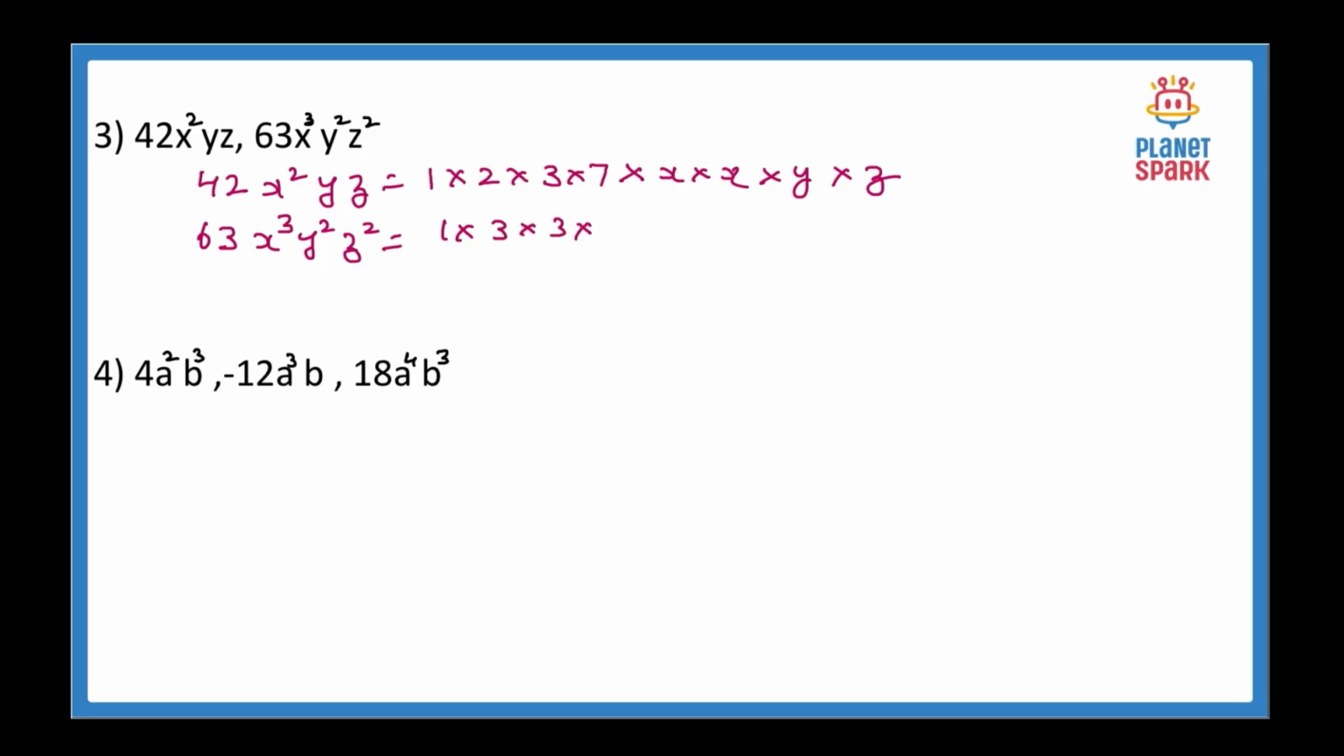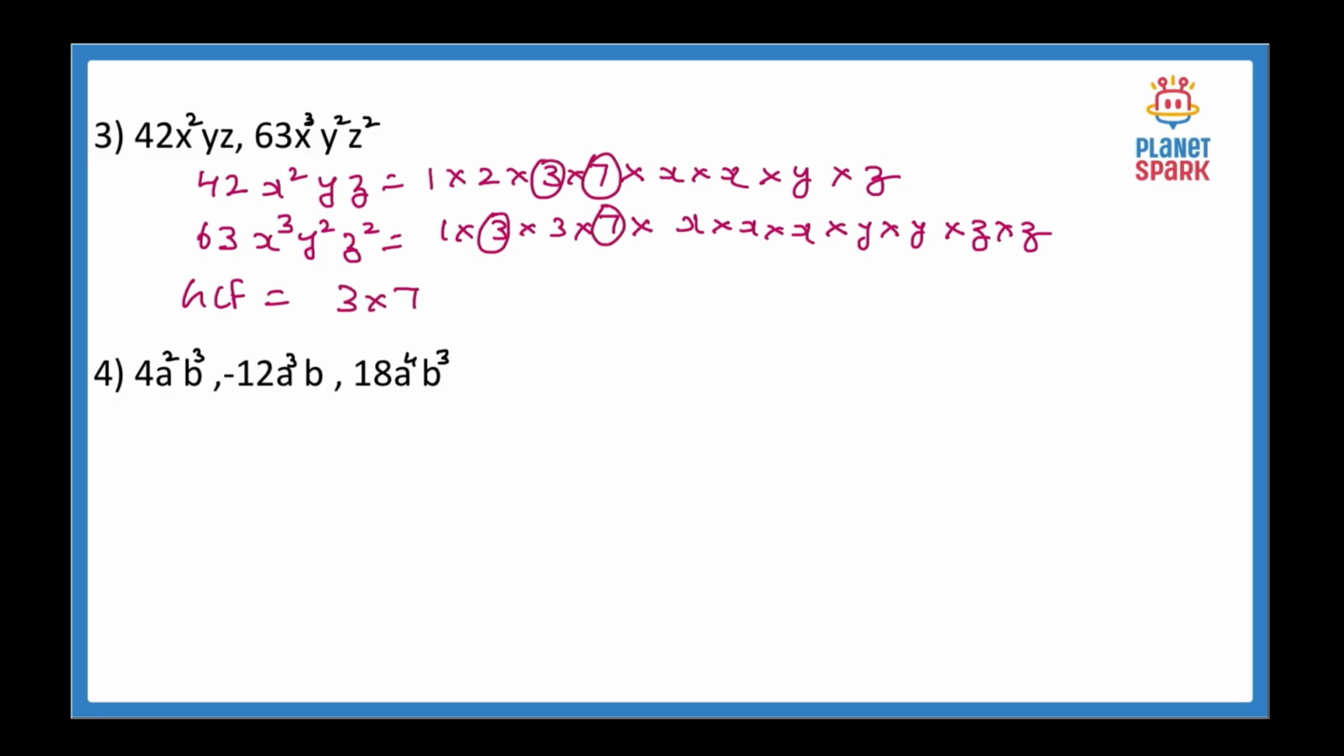Now what we are going to do is take out the smallest possible of all the numbers. Now what we have is 42 and 63, the common factor will be 3 into 7, 21. Now x square and x cube. So the smallest possible degree is x square. So we'll take out x square as common.